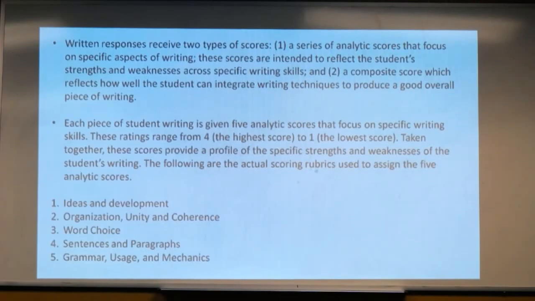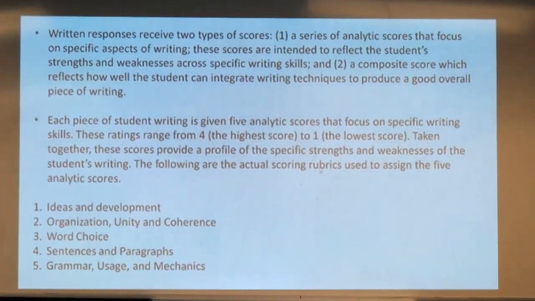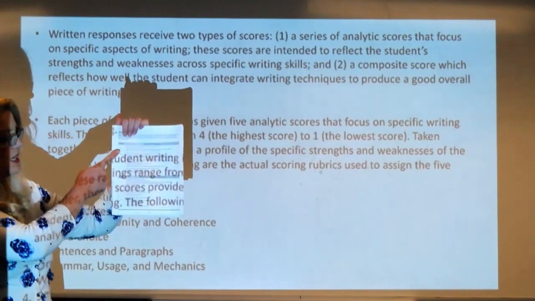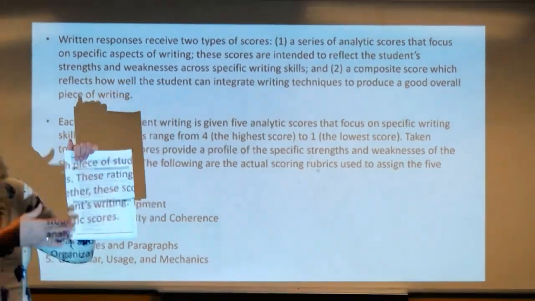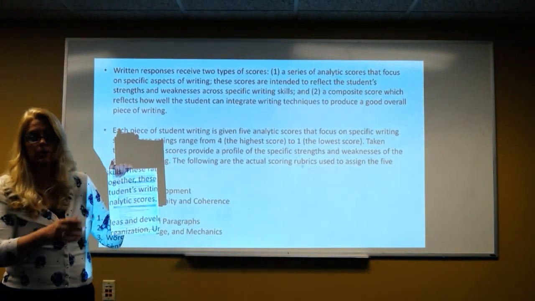The directions here are that written responses receive 2 types of scores, a series of analytic scores that focus on specific aspects of writing. These scores are intended to reflect the student's strengths and weaknesses across specific writing skills. And then they're going to also give a composite score that talks about integrating writing techniques to produce a good overall piece of writing. And then it shows how a student is given 5 analytical scores that focus on specific writing skills. The highest score you can get is a 4, and the lowest score is a 1. If you will look in your guide, you'll see 4, 3, 2, 1. This shows you the highest score they can get and the lowest score they can get.